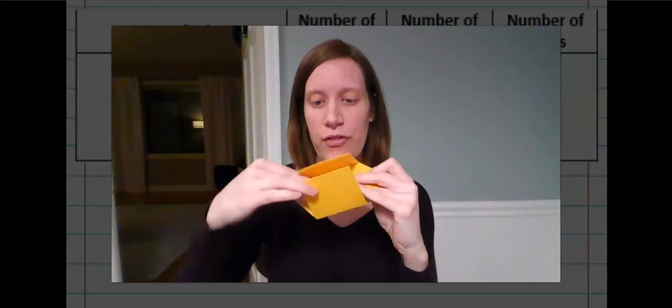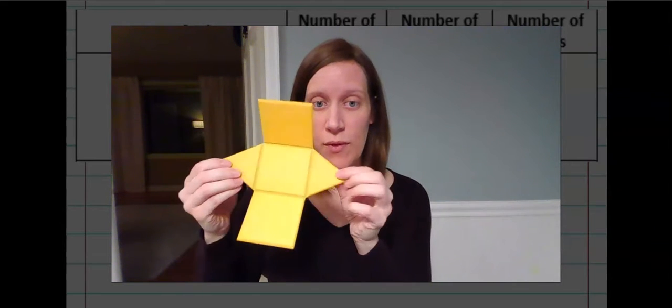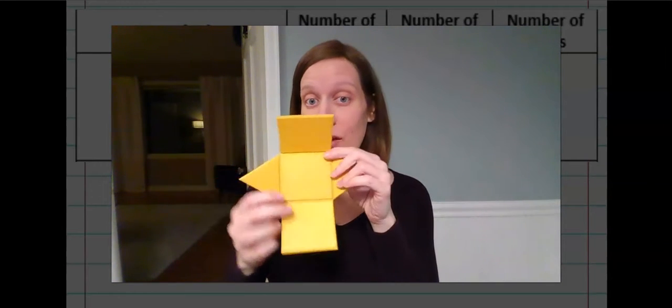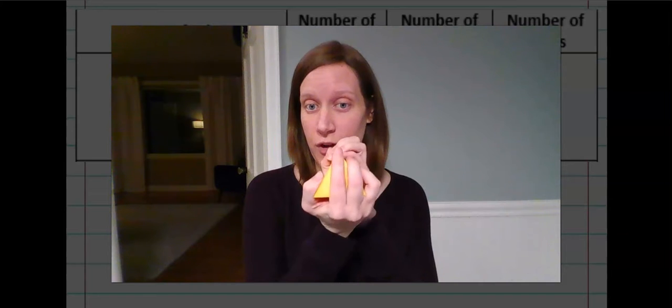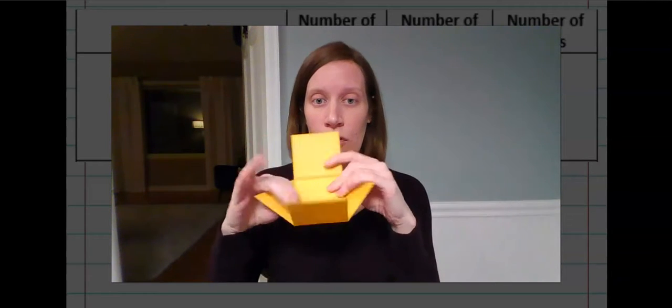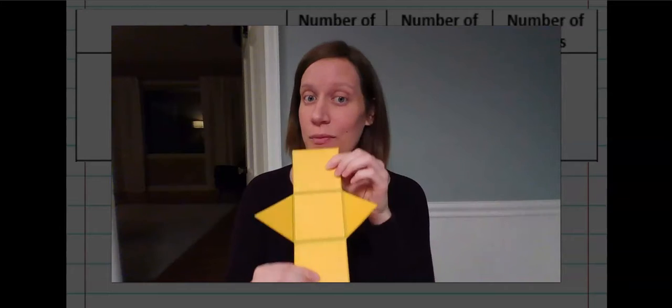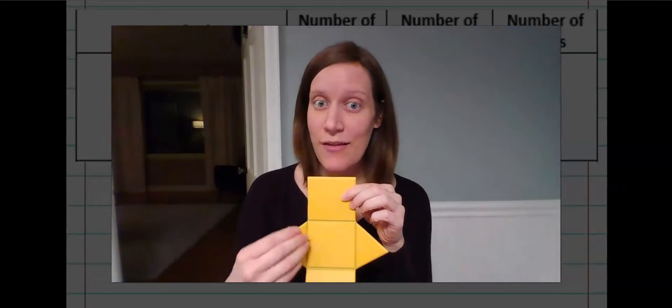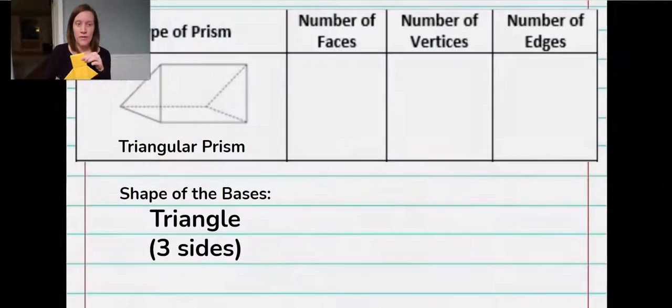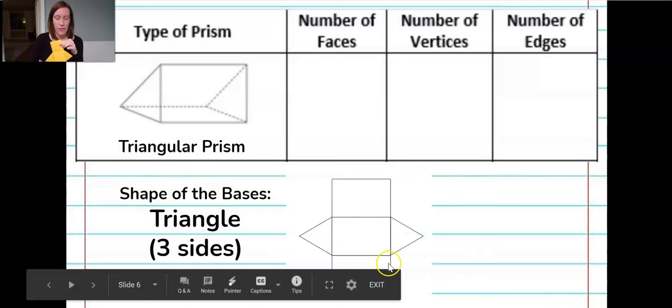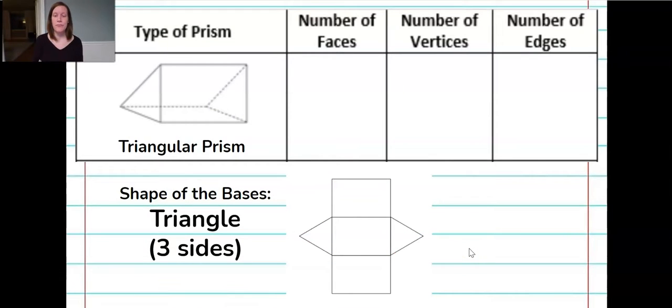If I unfold this, you're going to see that we have our 2 triangles, and that in order to make this a 3D shape, to fold it up like this, we had to use 1, 2, 3 rectangles. The reason we had to use 3 is because a triangle has 3 sides. You can see that right here. There's a net, a picture of it as well. This is called a net when you unfold all of the shapes that you put together.